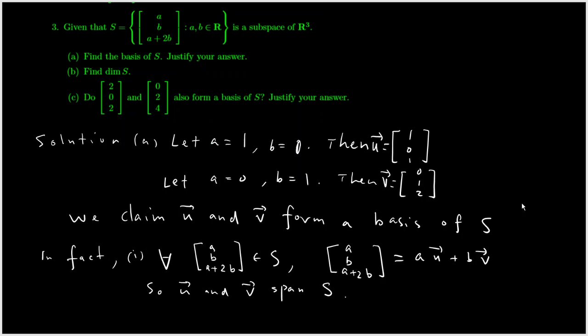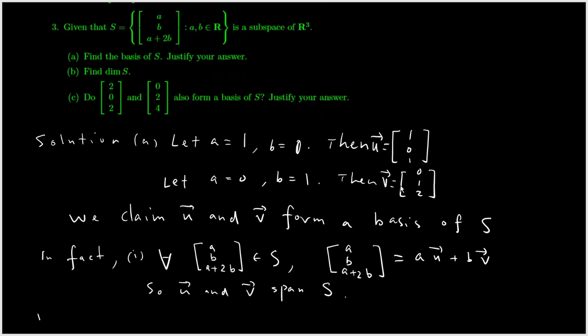One more condition. The other condition to show U and V form a basis is we have to show the two vectors U and V are linearly independent. By that we mean none of the two vectors is redundant. Actually, no vector of U and V is a linear combination of the other vector. Now we want to show the two vectors are linearly independent.